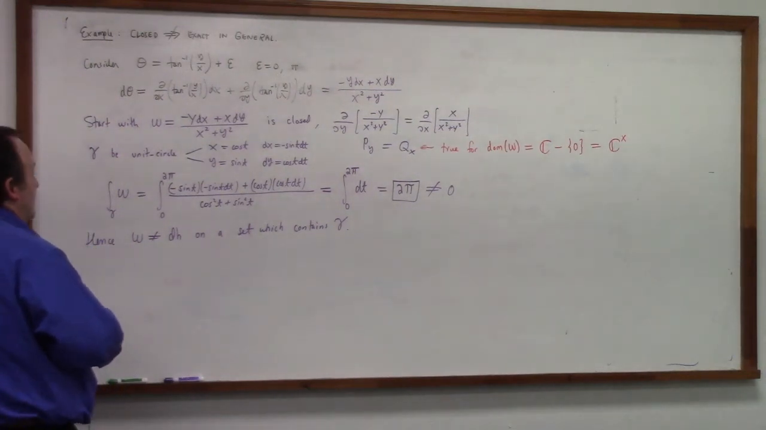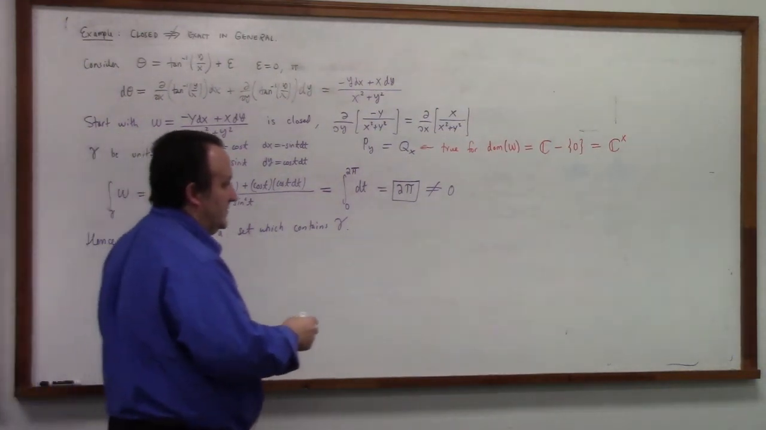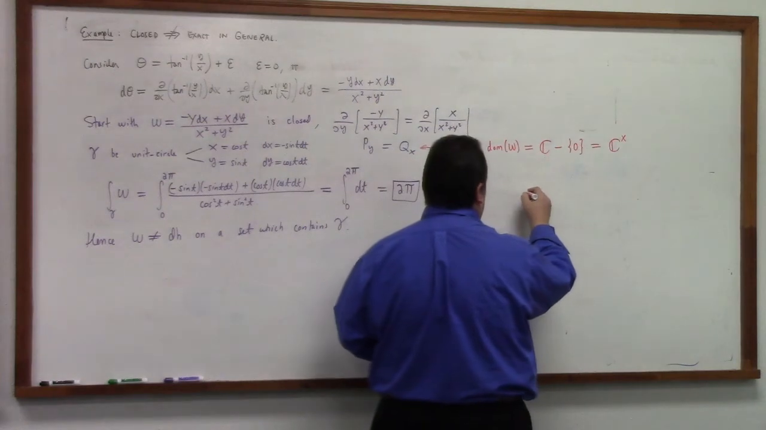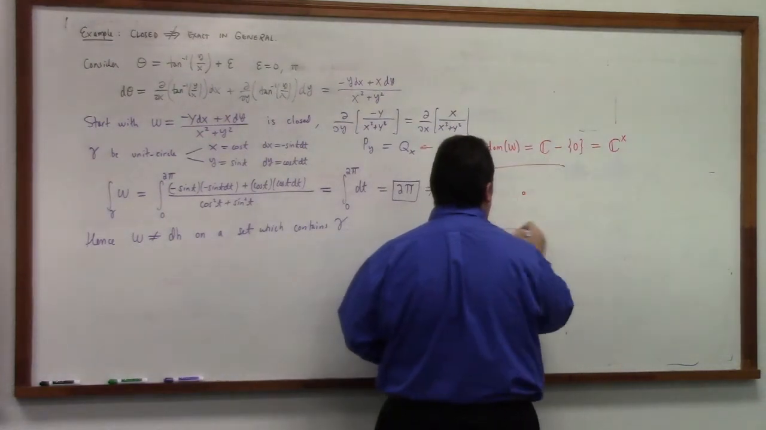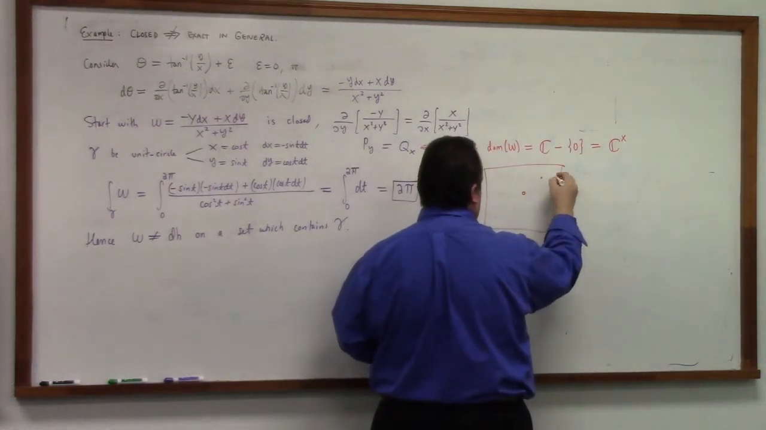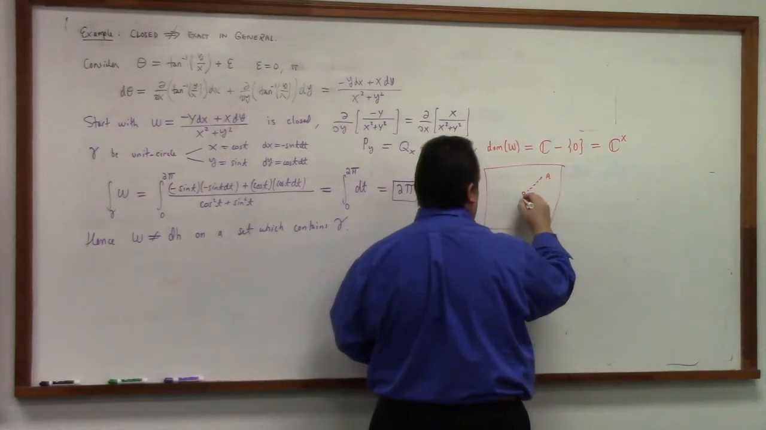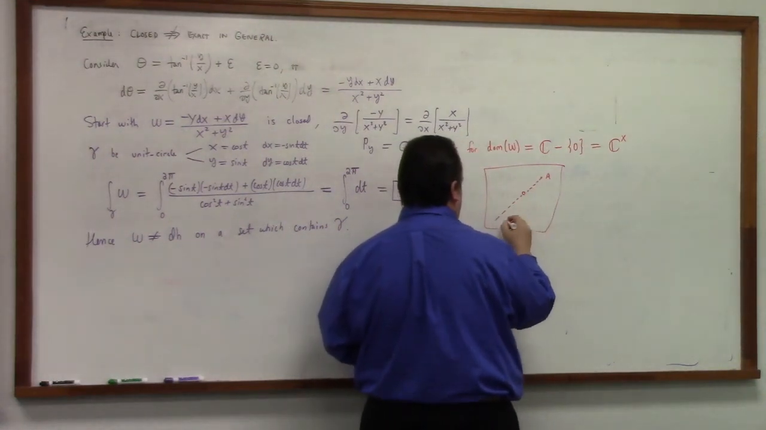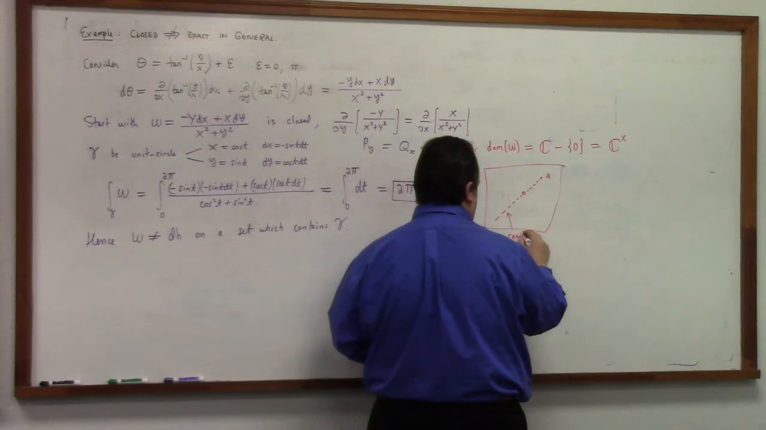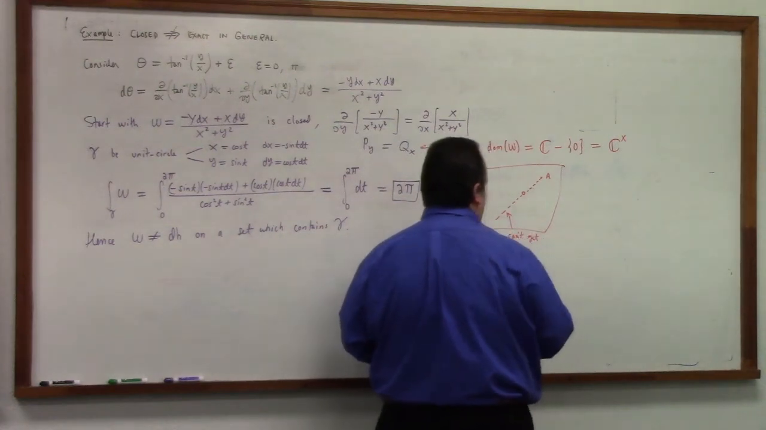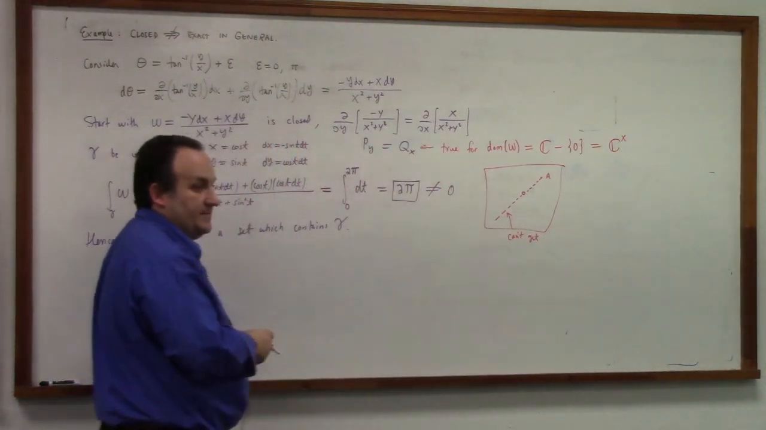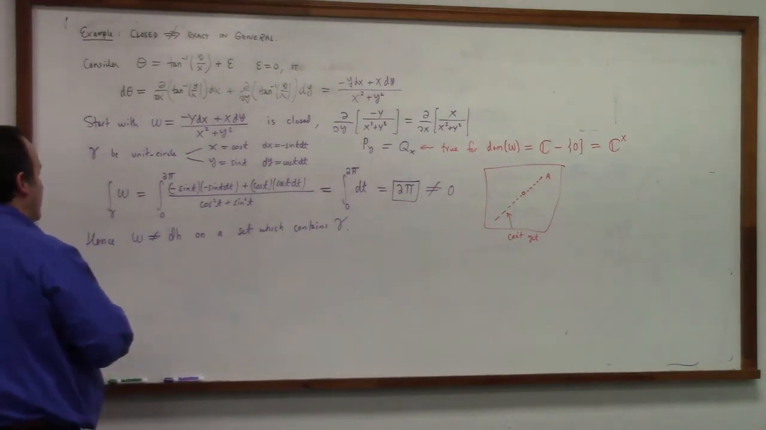So this is an example. That's not star shaped because if you're missing 0, wherever you make your star center, you can't get over here, if A is the star center.